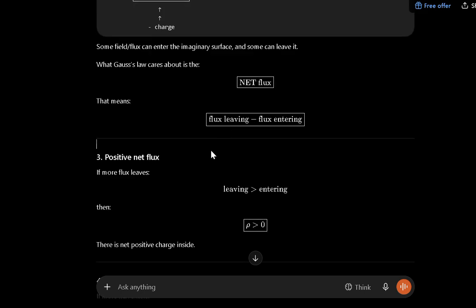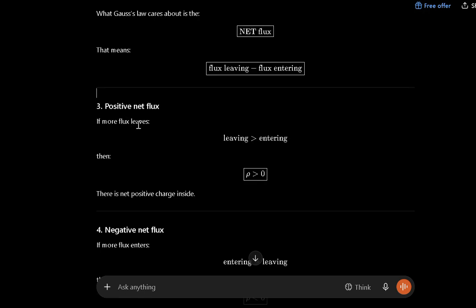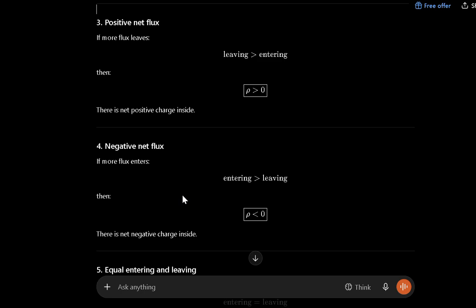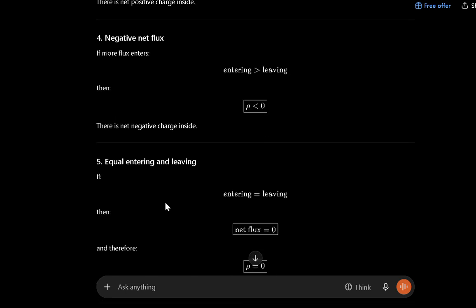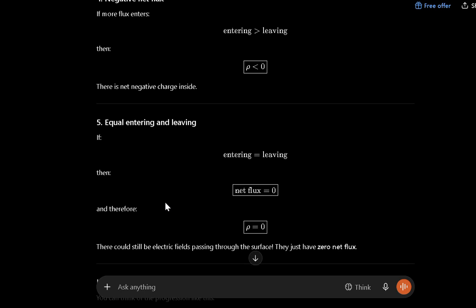For positive net flux, if more flux leaves than enters, then the charge density is greater than zero. There is net positive charge inside. If more flux is entering than leaving, then rho is less than zero. There is a negative charge density, negative charge inside.